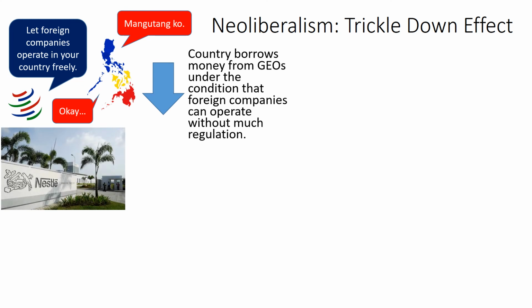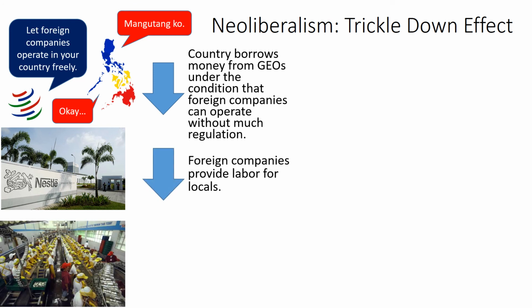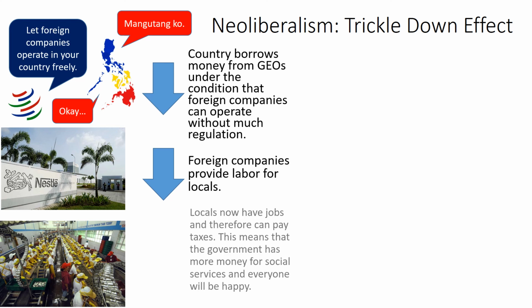This is the Nestle company in Tanauan, Batangas. And then foreign companies provide labor to locals. So there's a good effect, people get jobs. They can work in factories. And then, now locals have jobs and therefore they can pay taxes, and the government collects money. And sometimes when people have money, they can also make their own businesses. They can send their children to school. And when their children go to school, they become professionals and they can earn more income. And later on, hopefully, there will be economic prosperity and everyone will be happy.